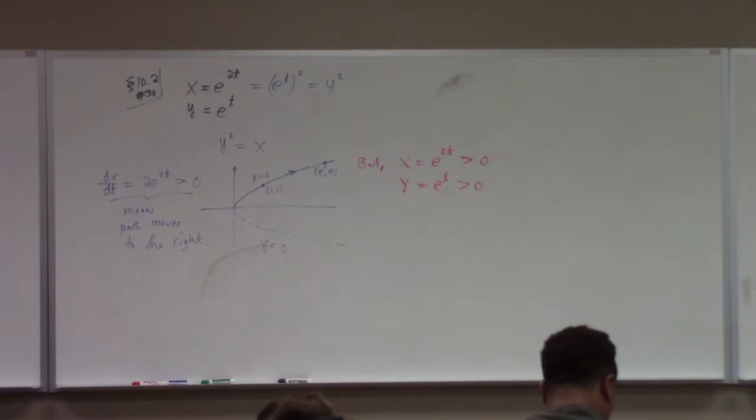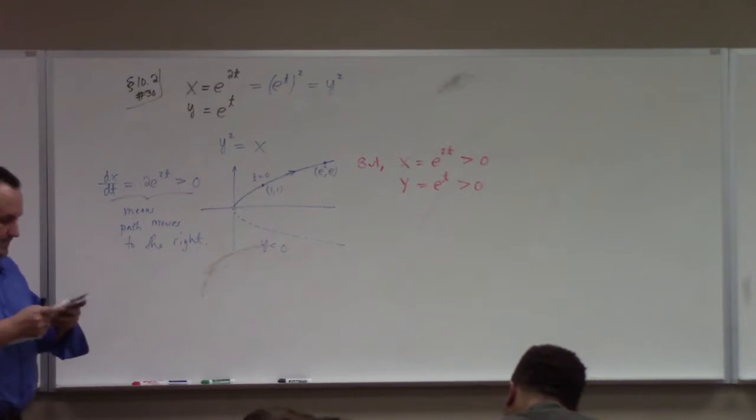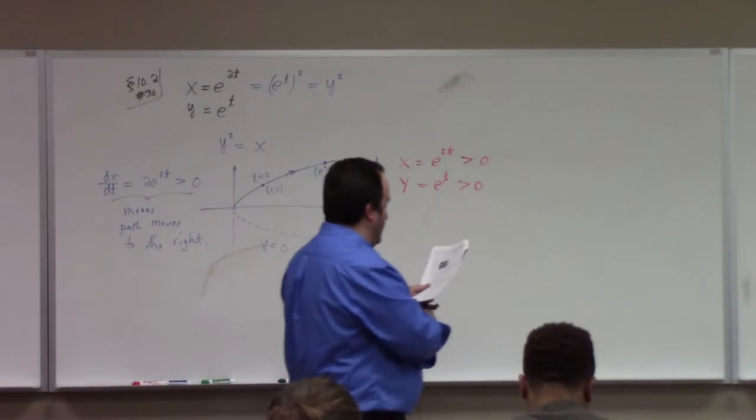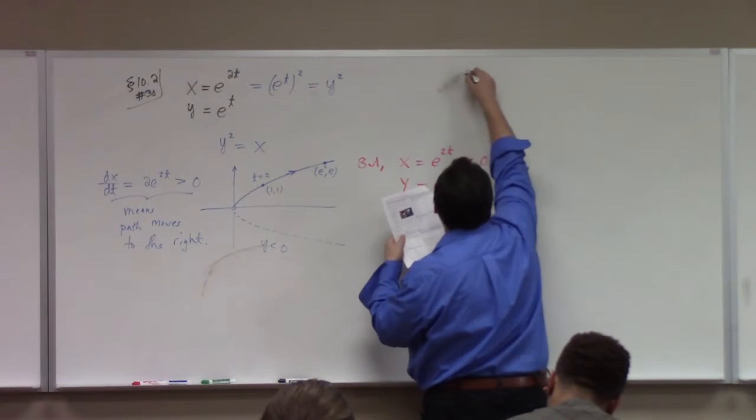10.5, number 44. I can try if I can find it. Let's see here. Ah, here it is. Oh, sorry, Nathaniel. This is a rerun for you. Number 44.